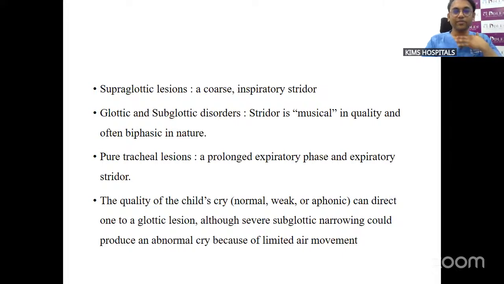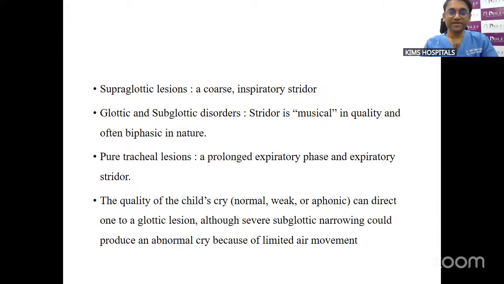If you have supraglottic lesions, you can have a very coarse inspiratory stridor. The glottic and the subglottic regions, whenever there is any obstruction, that can lead to a musical stridor and often biphasic in nature. And if you have pure tracheal lesions, then usually they have a prolonged expiratory phase, and the expiratory stridor is similar to the case of the viral infections.